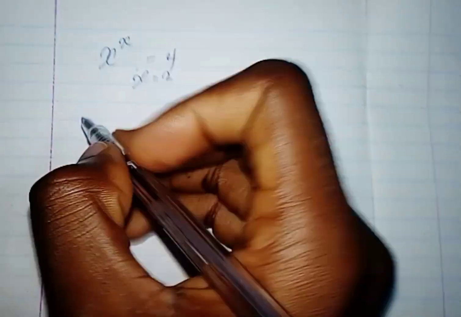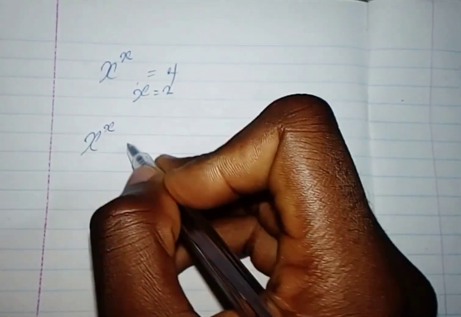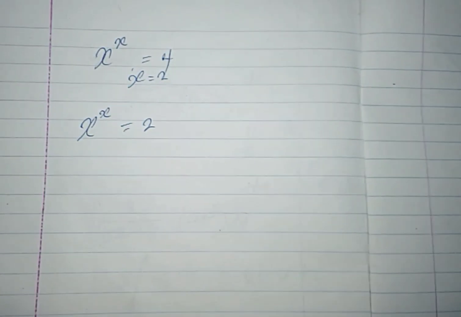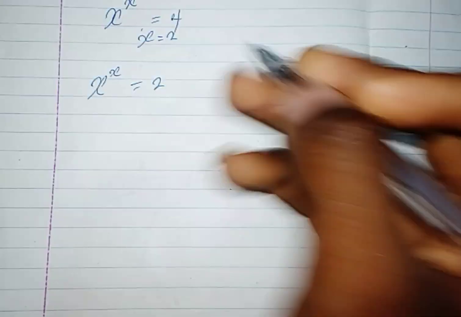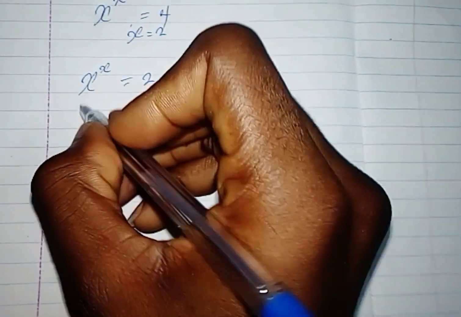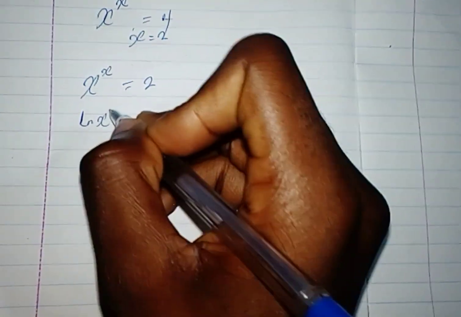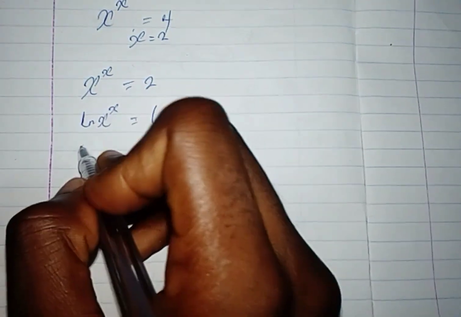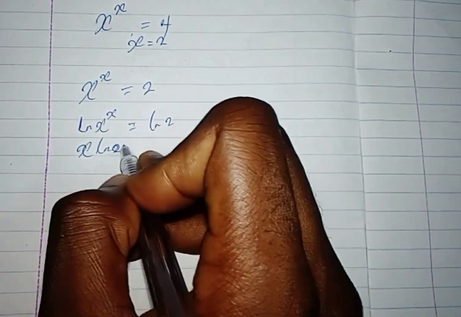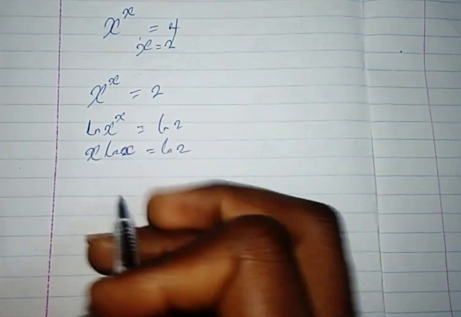Okay, now another question. If x raised to the power of x is equal to 2, how will you go about this? Yes, there's a way to go about it. And this way is that you log both sides with a natural logarithm, which is ln x to the x equals ln 2. Now bringing this to the back, x ln x equals ln 2.